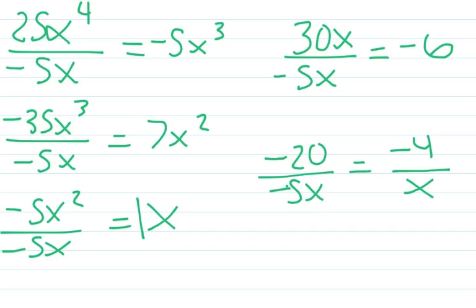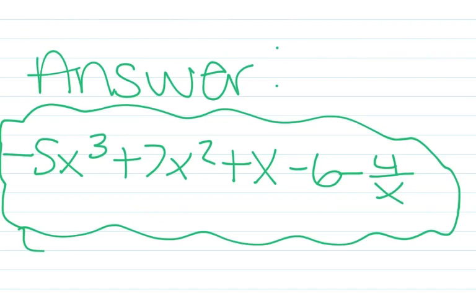as your last result. So your answer ends up becoming negative 5x to the cubed plus 7x squared plus x minus 6 minus 4 over x.